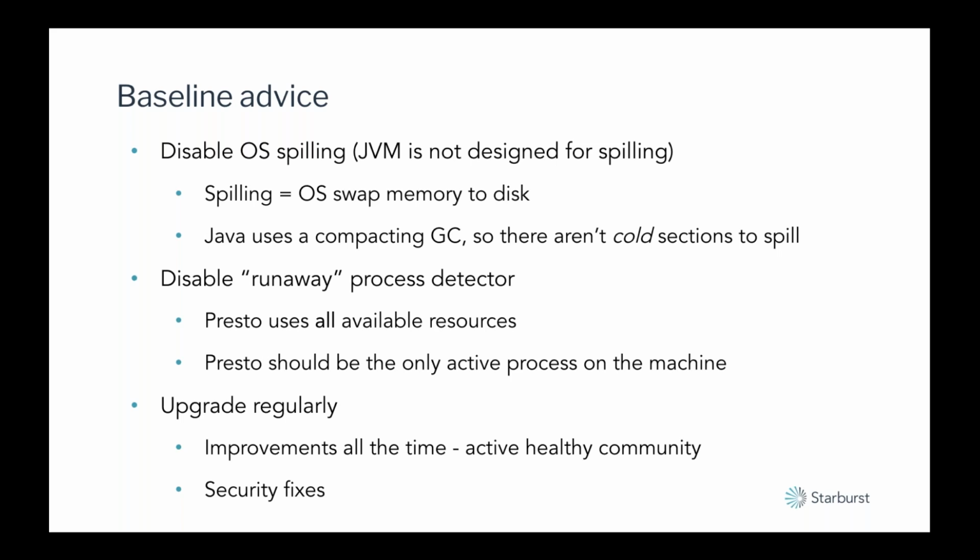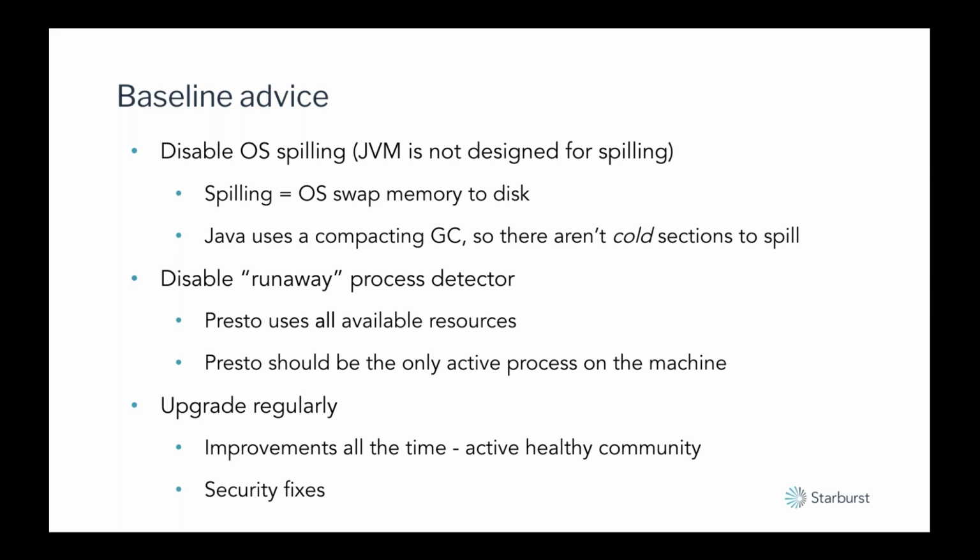All right, so I'm just going to throw this out as baseline advice. I help a lot of people on Slack, and we can spend a couple of hours working on configs, and then we figure out they have spilling enabled in the OS. Well, the answer is spilling just flat out does not work with Presto. So go and disable your OS spilling. The JVM was never designed for spilling. It uses a compacting garbage collector, which is always moving stuff around. You don't really have cold sections.